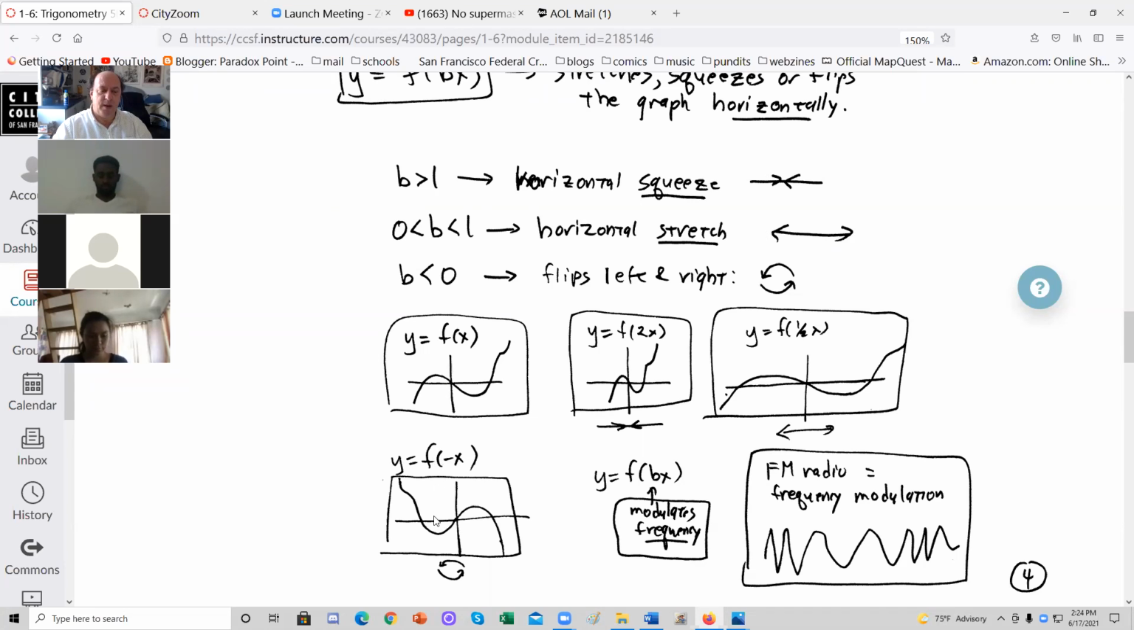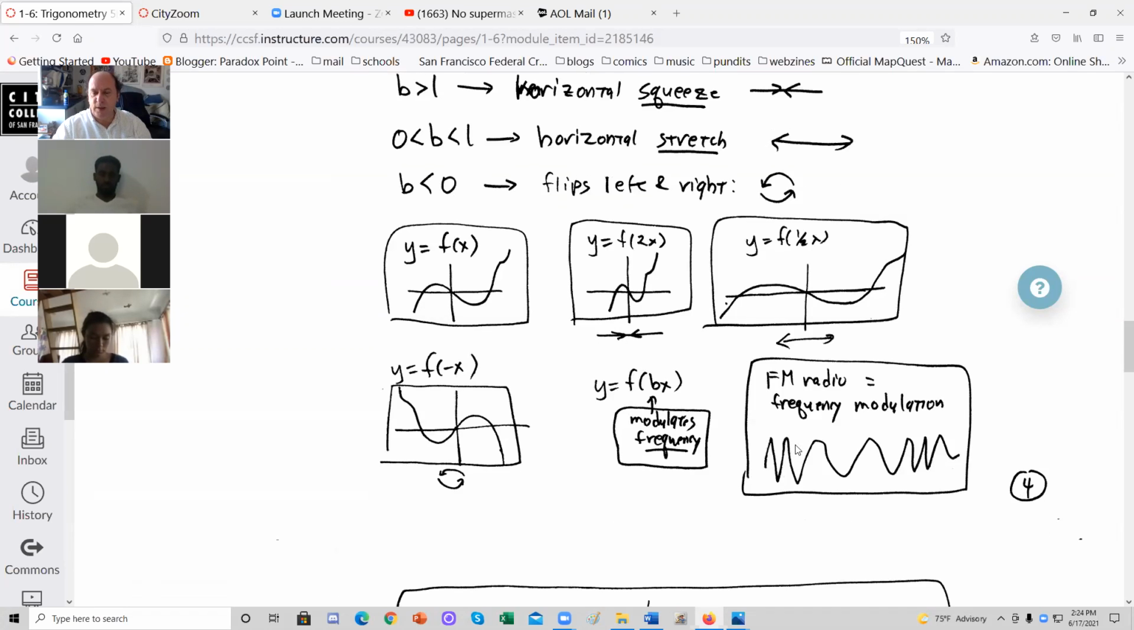This flips left. So here in f of bx, the b modulates the frequency, like an FM radio, which modulates the frequency of the signal. Here the signal is stretched out or squeezed in, in accordance with the sound signal it's sending.